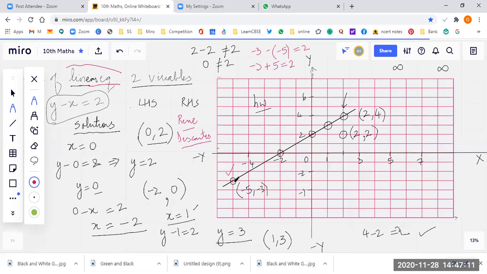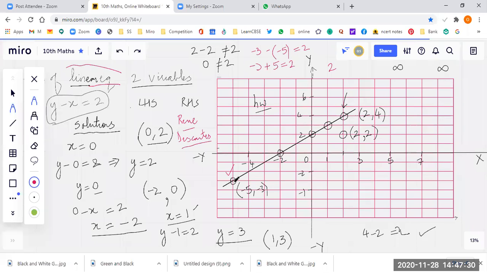Interestingly, students, if the indices of x or y, you can say if the power of x or y increases to 2, this line will not be there. It will become a curve. Very interesting. If it becomes 3, it becomes a cubic curve.